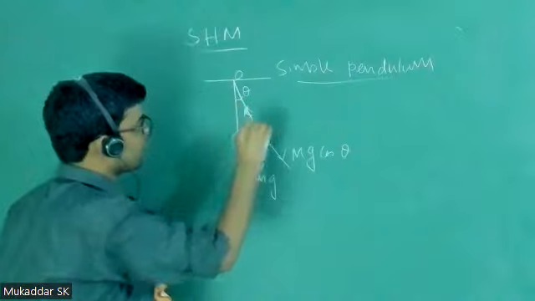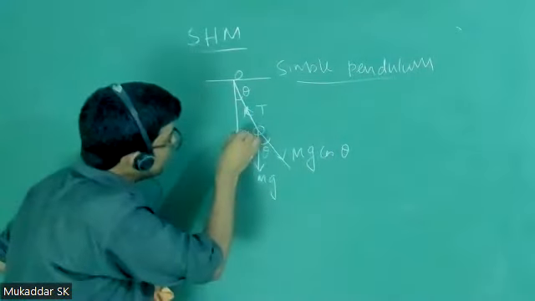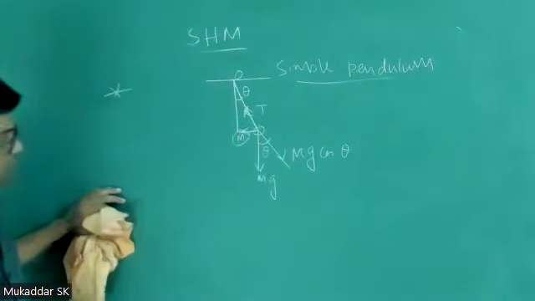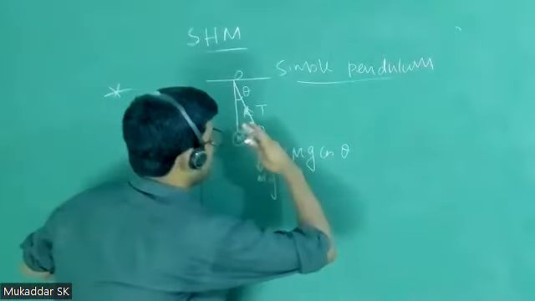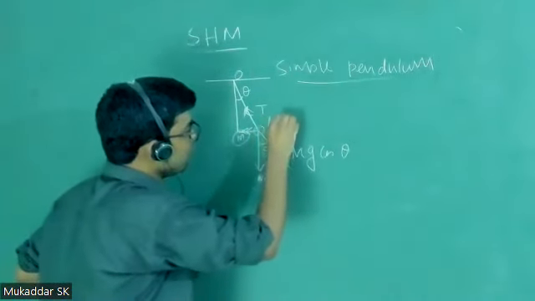What will act here? Tension, sir. Tension. And tell me, one more force will act here. That will be what? So this side you have mg cos theta. Obviously it will be mg sin theta. This will be mg sin theta.